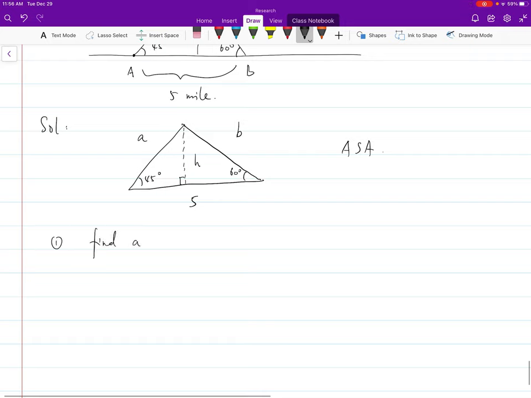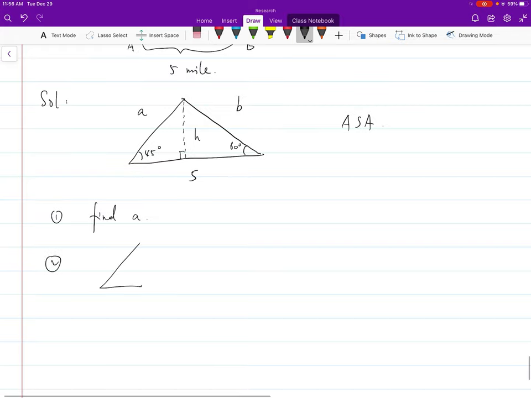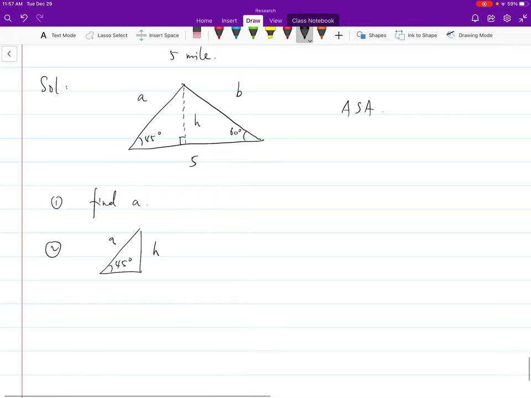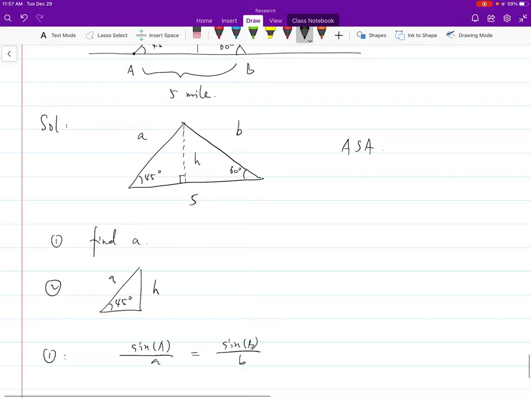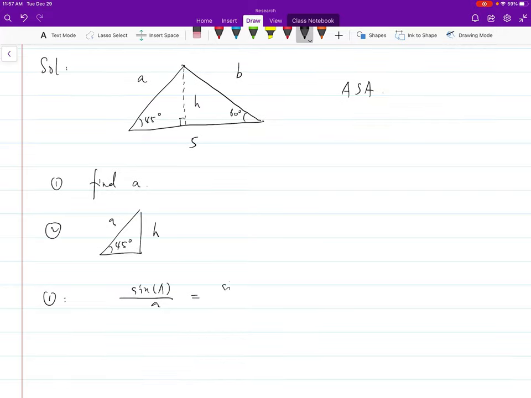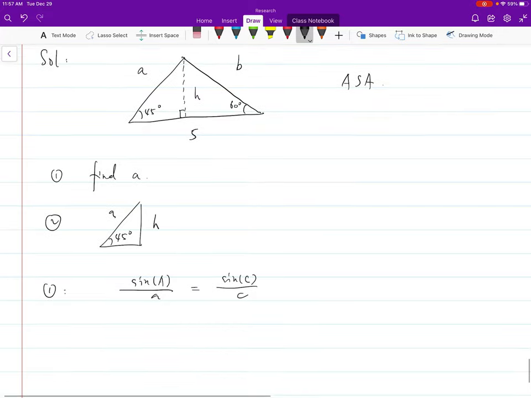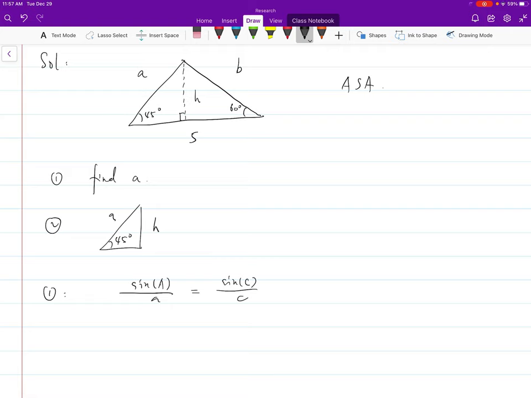So it's settled. Step one, find A or B. I will just pick A. Step two, solve this right triangle. Once you know A, find H. First one, sine A over A equals sine B over B. By the way, you don't actually have to solve A, B, C all the time. This time we only need A, so we technically don't need B. So we don't have to do this. We just need to do sine C over C.